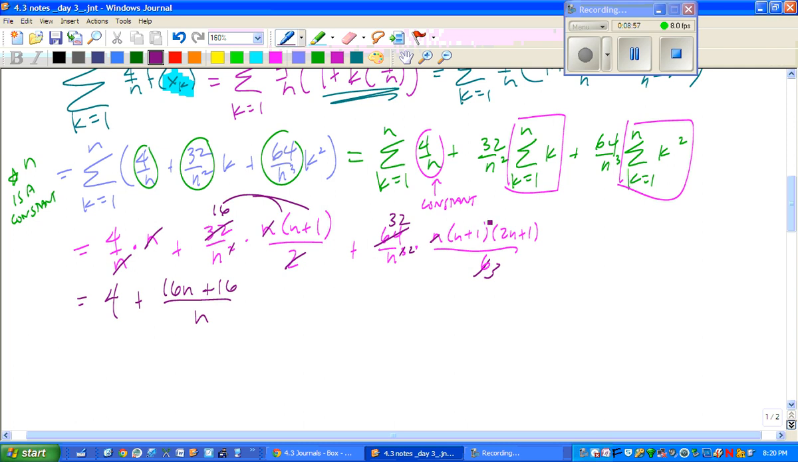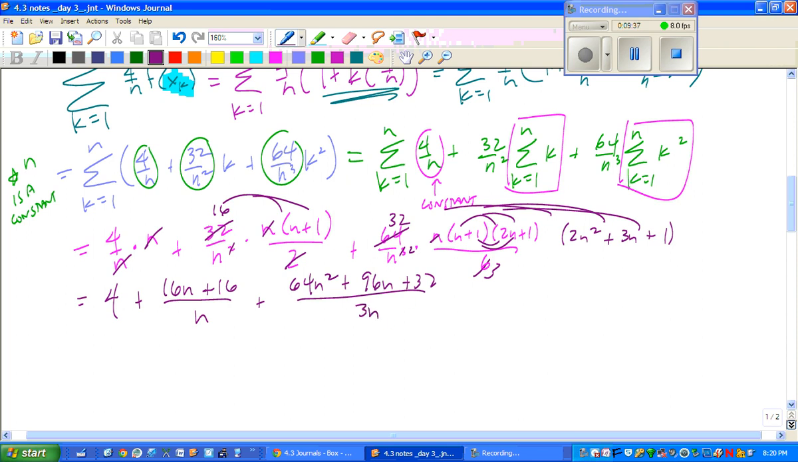So what we need to do on this one, a little bit more, we're going to distribute here. We get 2n squared plus n plus 2n, so 3n, plus 1. So that becomes 2n squared plus 3n plus 1 on the top, but we also have that times 32. So I'm going to go ahead and distribute that 32 to each one of those. So we have 64n squared plus 96n plus 32 all over 3n squared.